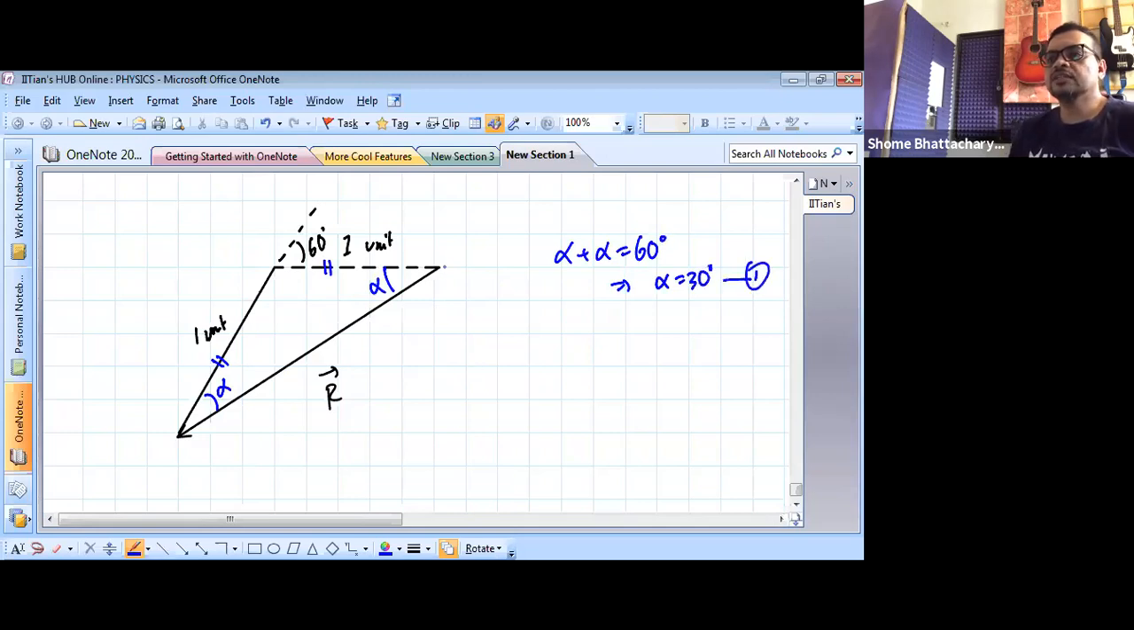So if alpha is 30, then we also know this angle which we are looking for. The angle with respect to A, that was this theta. So theta is equal to 150 degrees. So this is question 7's answer.